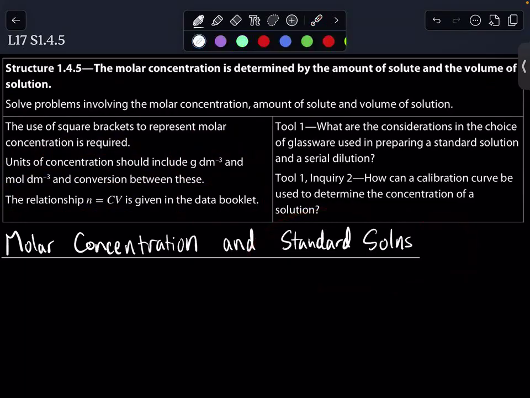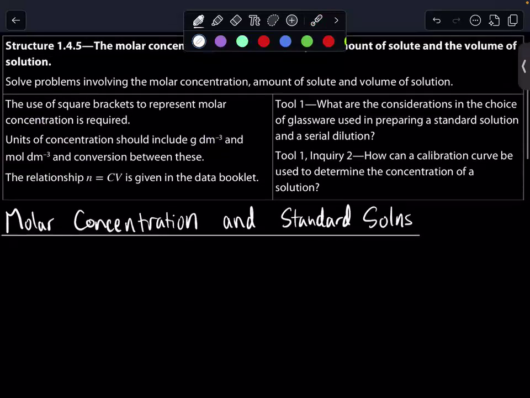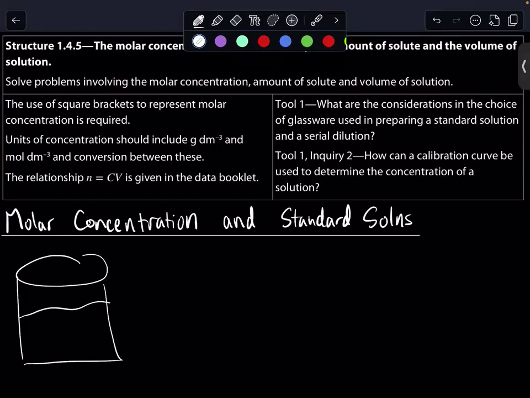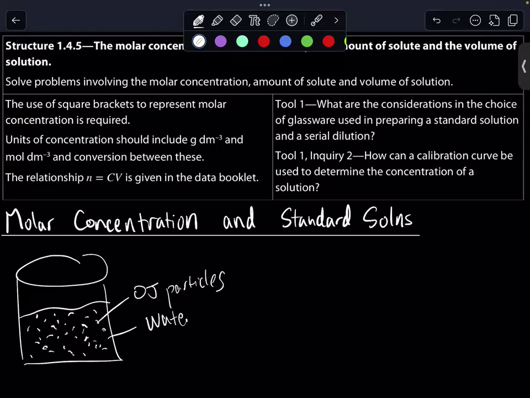So, why are we talking about concentration? Well, when you think of concentration, you usually think of concentration of a liquid, like you might be making some orange juice, which is just orange juice particles in water. If you're making it from concentrate, you might have some orange juice particles, and you mix that with water. In this case, your orange juice particles, which let's just so helpfully color this orange, is your solute.